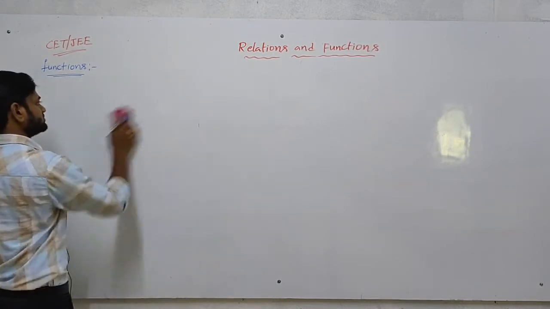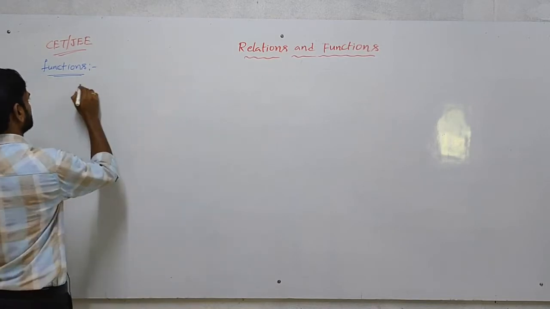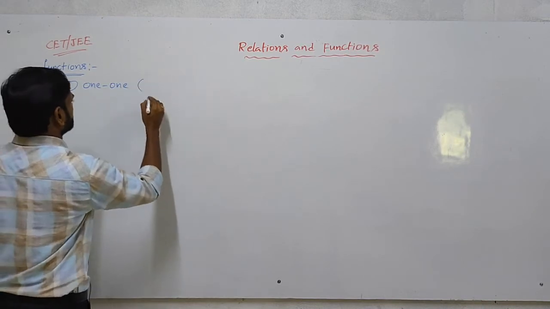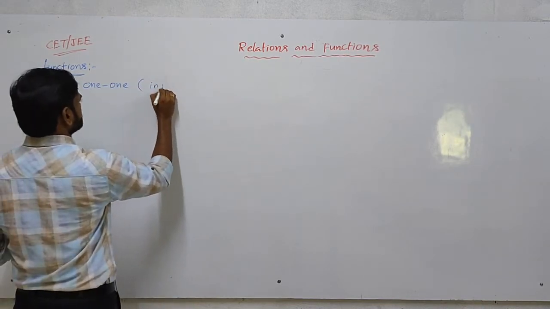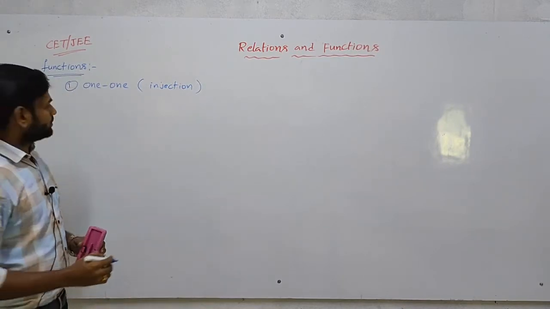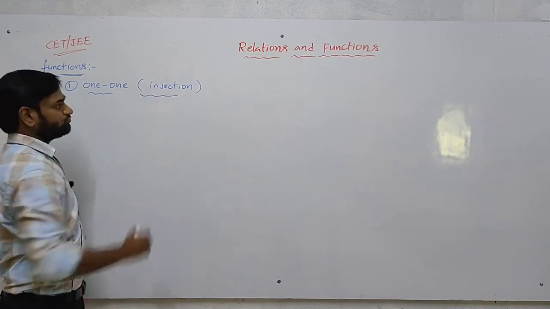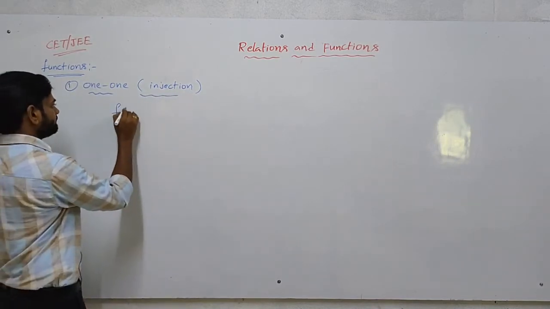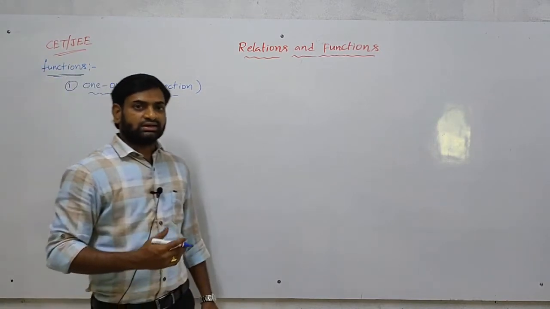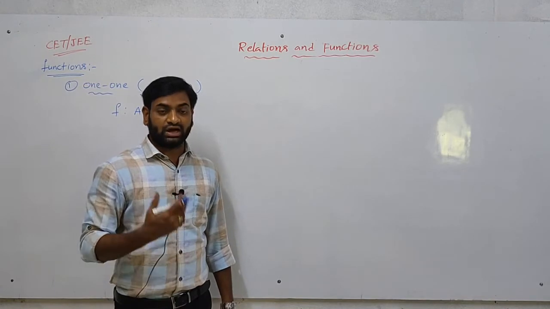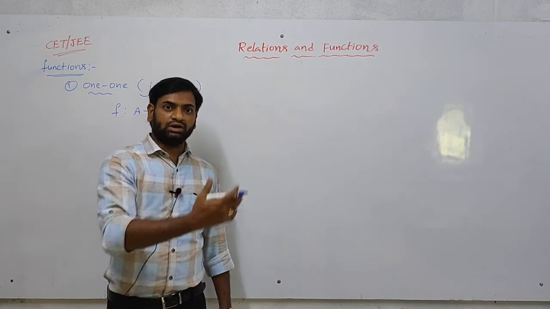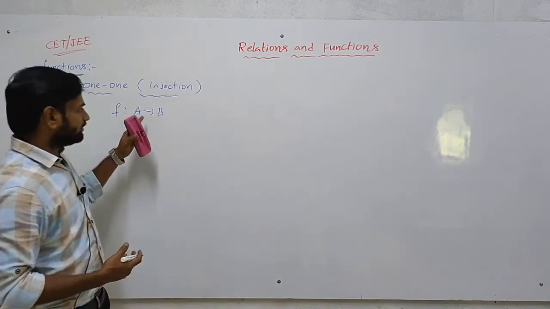Now come to the second topic: types of functions. The first one is the one-one function. Another name is injection, or injective. What is the one-one function? A function from A to B is one-one when different elements of A have different images. Then we can say it is a one-one function.